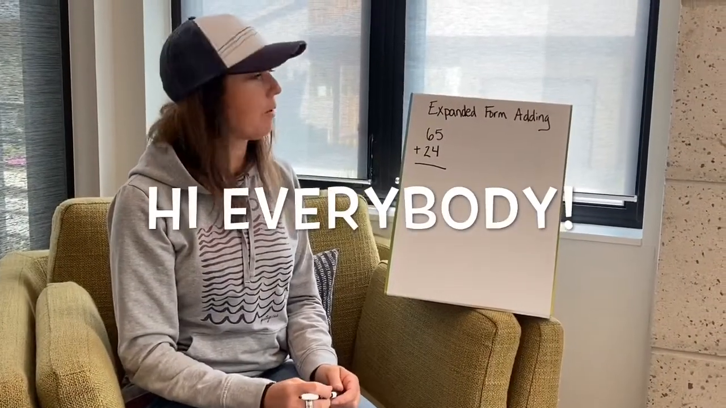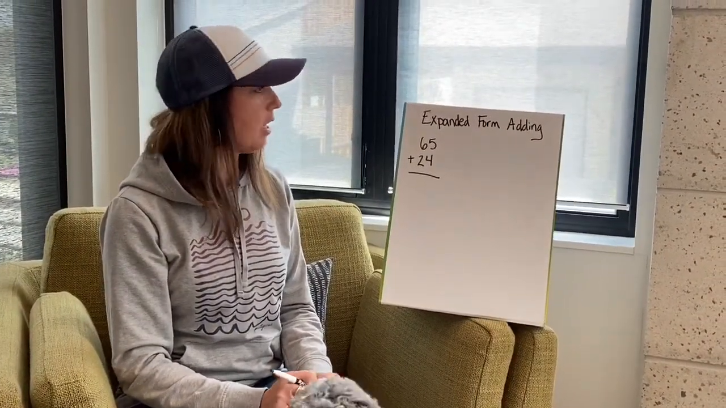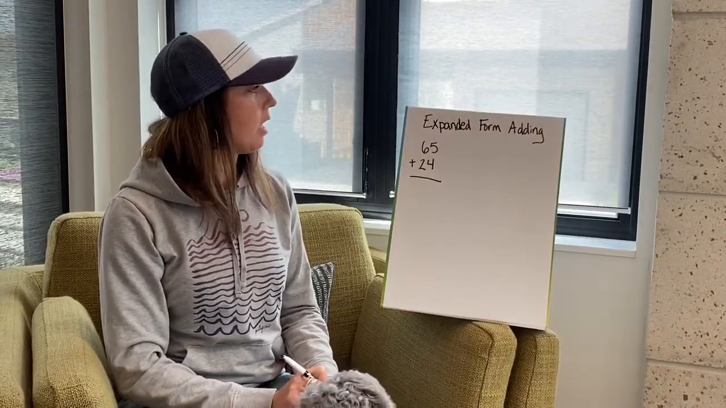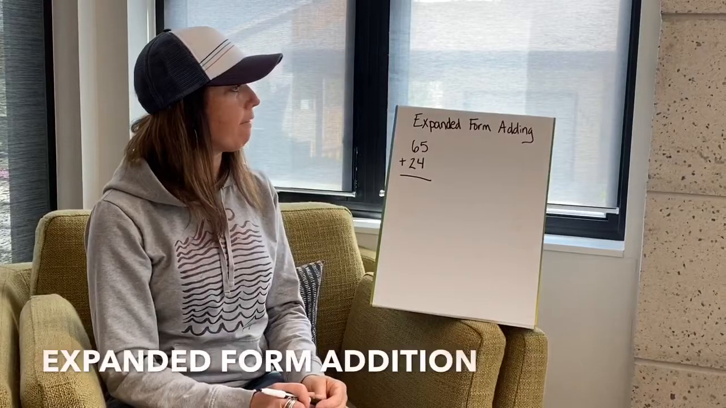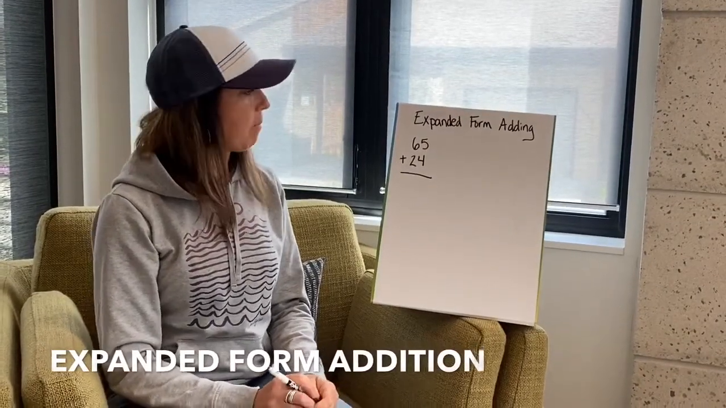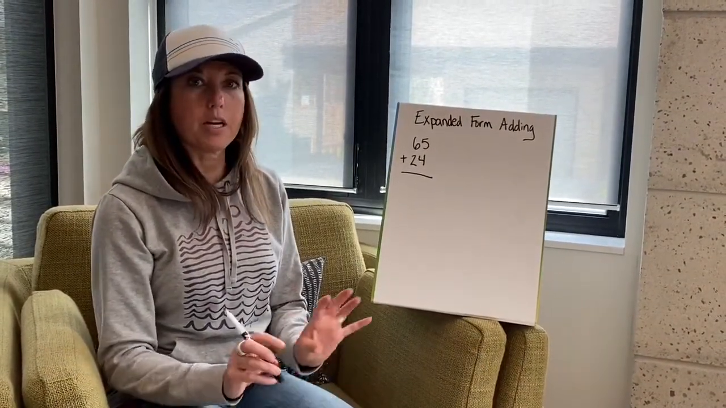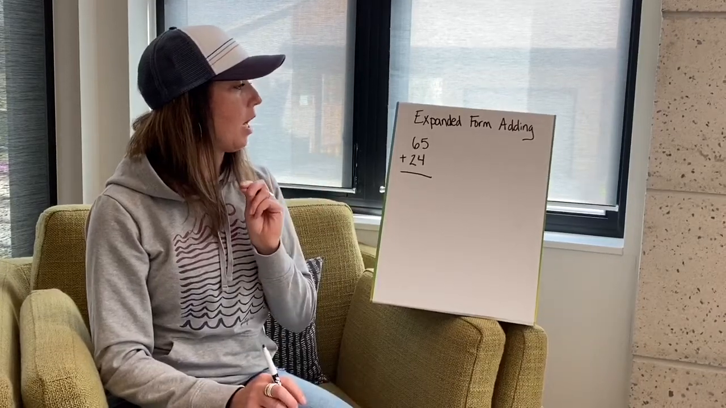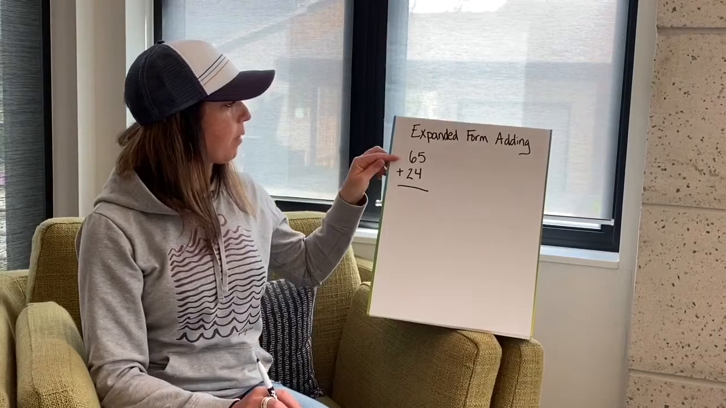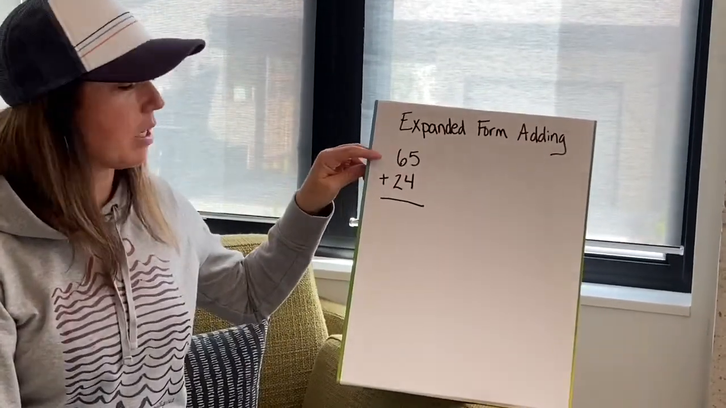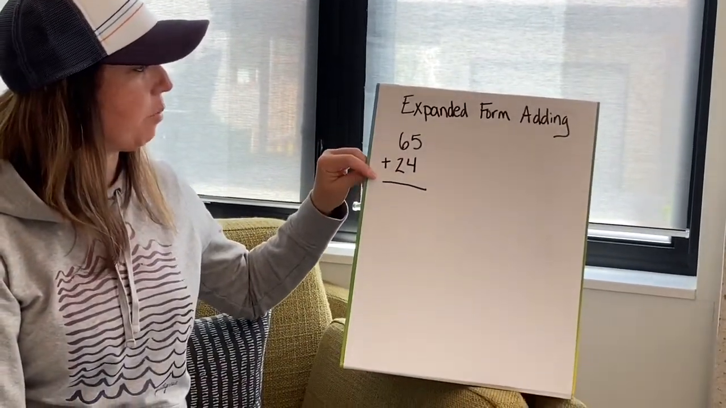All right, I'm back with math for this week. Our first topic is doing addition using expanded form. Remember, expanded form is taking and breaking down our numbers into our hundreds, our tens, our ones column. So we're taking and expanding that number. Let's look at adding 65 plus 24.